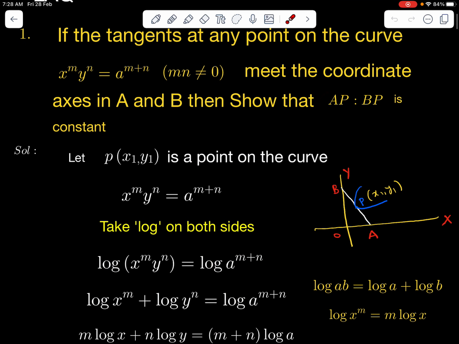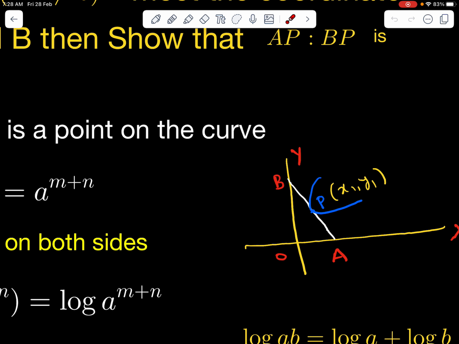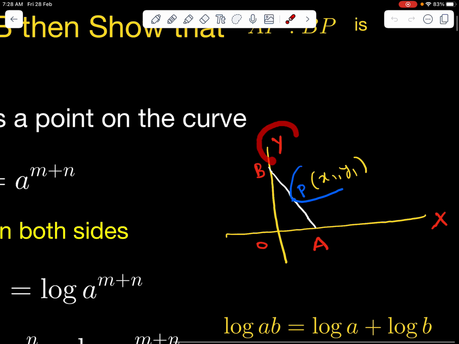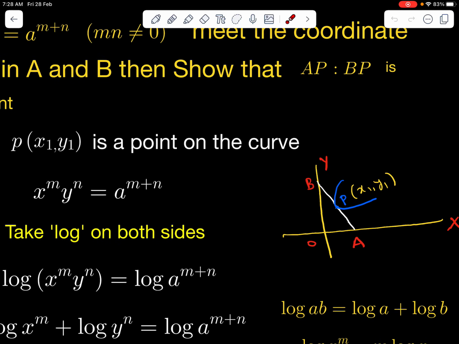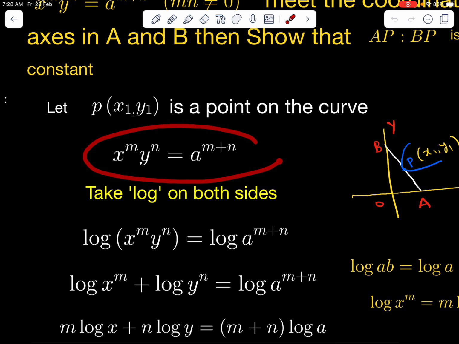First of all, let P(x1, y1) be a point on the curve. Look at this diagram. This is the x axis, y axis, origin 0. A is a point on the x axis, B is a point on the y axis. This is the curve. This is the tangent. A is a point on the x axis and B is a point on the y axis.